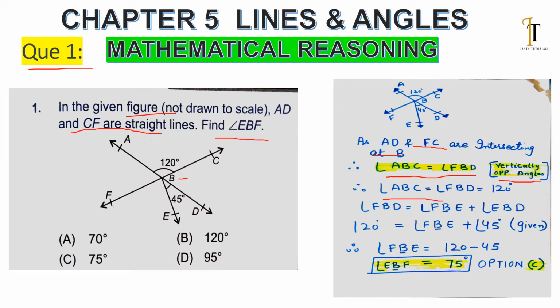Then angle ABC is equal to FBD is equal to 120 because angle ABC is given 120. Therefore, angle FBD is equal to FBE plus angle EBD, that you can check from the image. It's given that FBD is a combination of FBE and EBD. Now on substituting the given values, FBD we have 120, FBE we need to find, and EBD is already given as 45. Then on calculating we got EBF is equal to 75, that is option C.